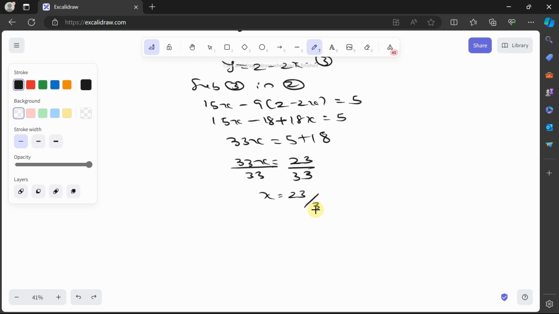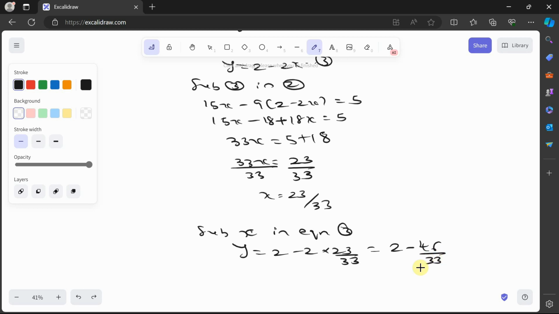So if I divide both sides by 33, our x is equal to 23 over 33. Now that we know what our x is, we can easily find what our y is. So we can substitute x in equation 3. Where I see x, I'll put 23 over 33. So y is equal to 2 minus 2 times 23 over 33, and this is like saying 2 minus 46 over 33. So the LCM here is 33. So this is over 1. 33 times 2 is 66, minus 46 gives me 20 over 33.